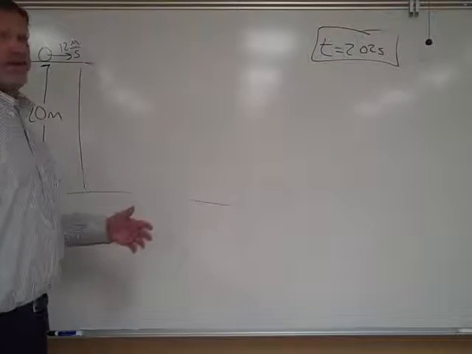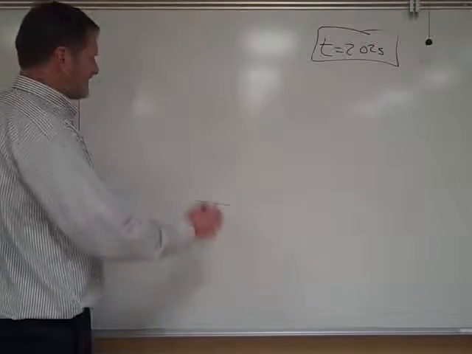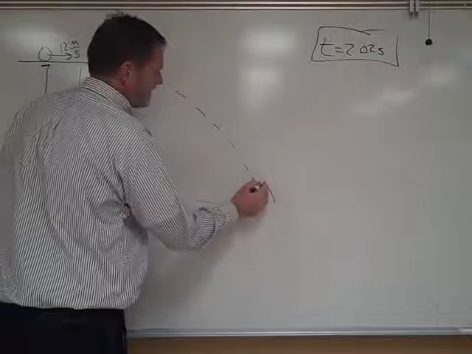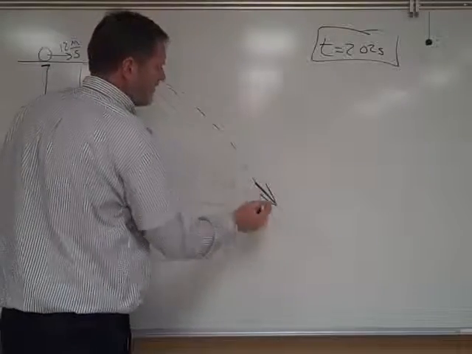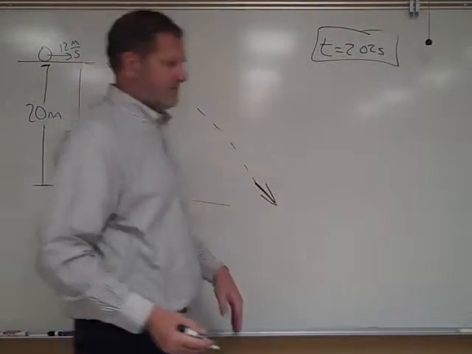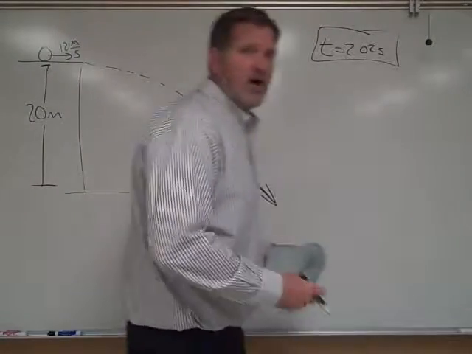Okay, the next part of the equation is they want to know how fast the ball hits the ground. Again, it's going to hit the ground going in this direction, and it's going to be going pretty fast because gravity made it speed up. So how do we solve a problem like this?